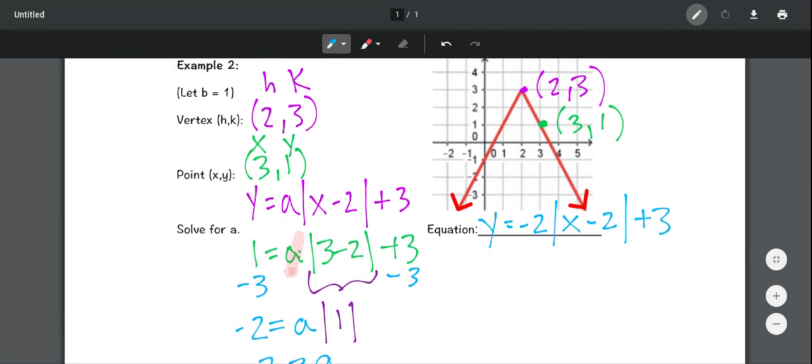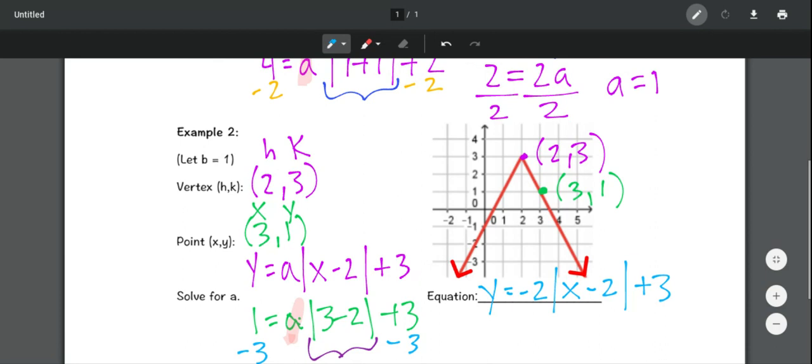So the important things to remember here is you have to find your vertex. That'll go in for h and k. But remember, you can always use your transformations because your parent function does start at 0, 0. So I know my vertex tells me where I shifted left and right and up and down. And then I pick another point to plug in, and then I can solve for a.